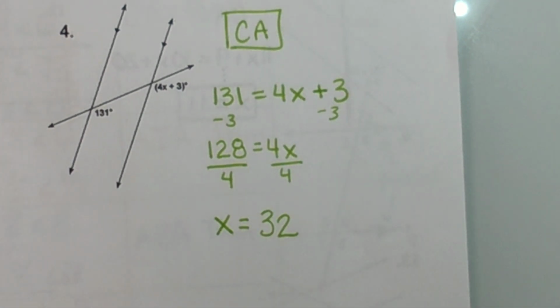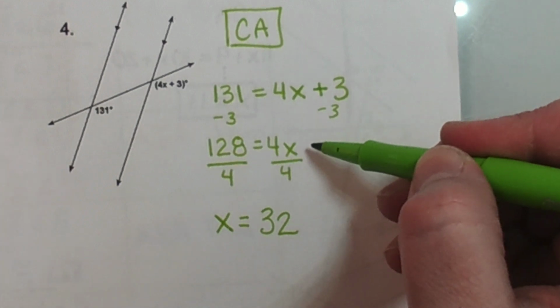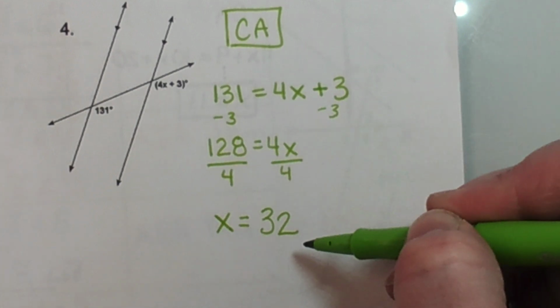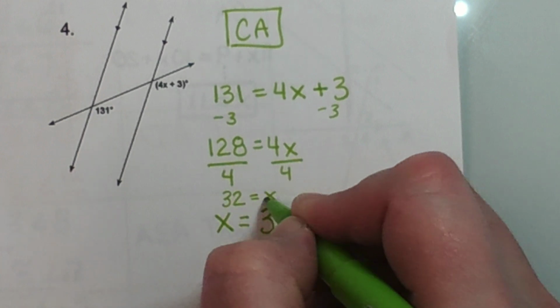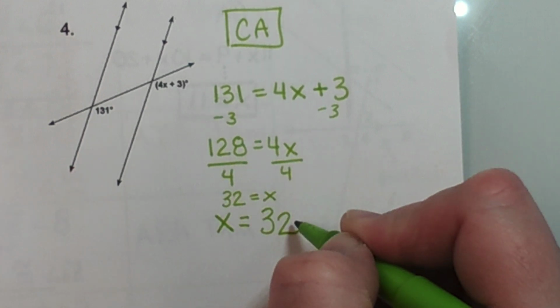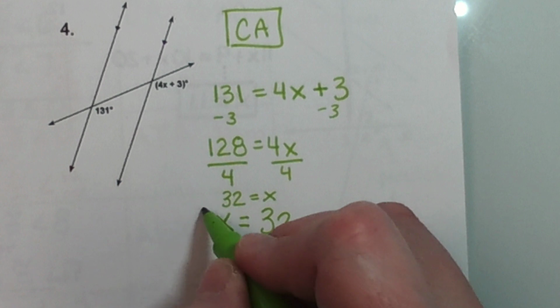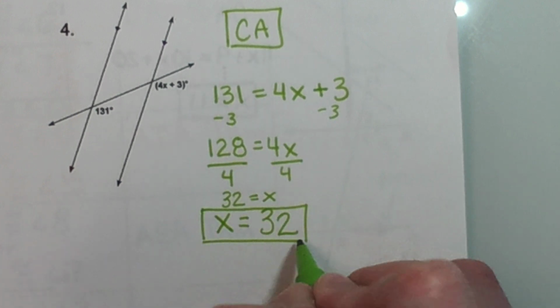If I was doing a proof, could I have gone directly from 128 equals 4x to x equals 32? No, I would have done this first. How do I get from 32 equals x to x equals 32? Symmetric property.